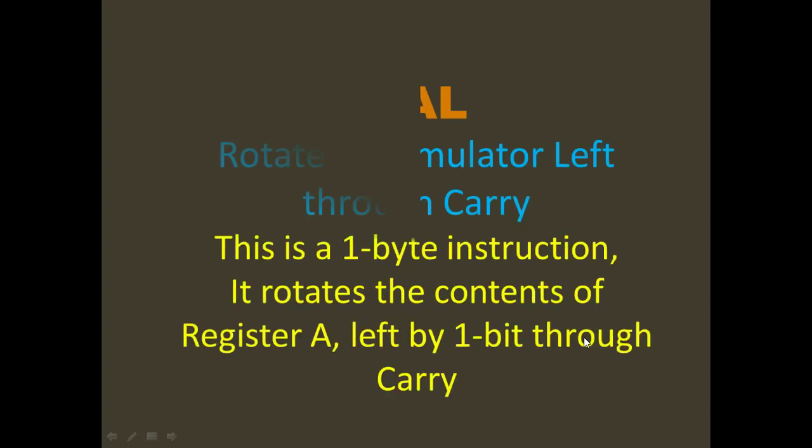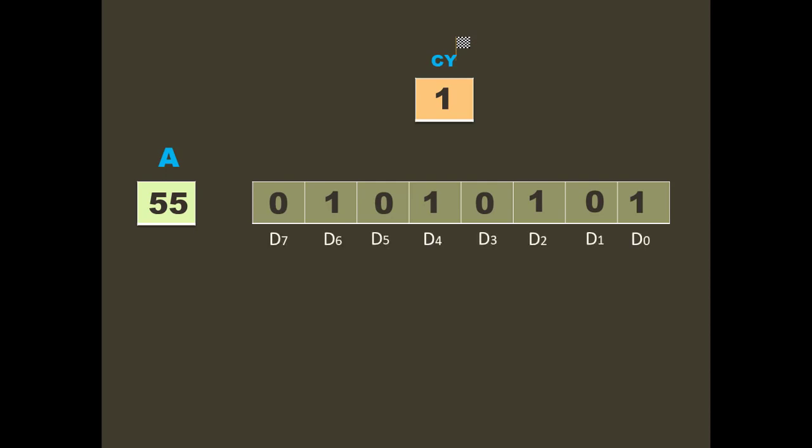Now we see the instruction RAL, that is rotate accumulator left through carry. So this is a 1 byte instruction. It rotates the contents of register A, that is the accumulator, left by 1 bit through the carry. So we again do this with the same example we used in the previous case. So we have register A, it contains the data 55. So we denote 55 in binary 01010101, and assume that the carry flag is already set. So these are the bits. We denote them D0, D1 up to D7.